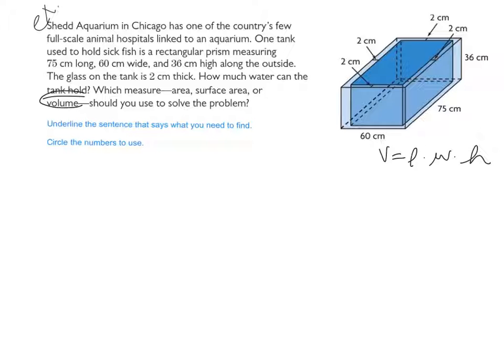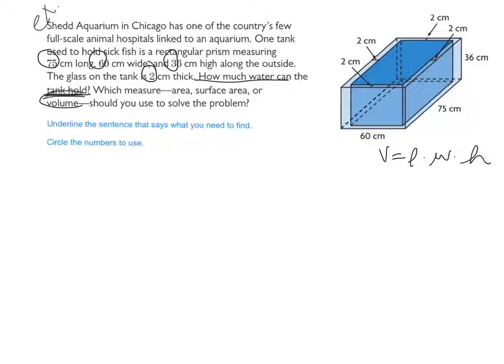We're going to underline the question we need to answer: how much water can the tank hold, which is volume. We're going to circle the numbers to use: length, width, and height. But I also need to consider this 2 centimeters, because what that means is that the 60 centimeters isn't really 60 centimeters, because there's 2 centimeters on both sides that I can't use. Because it's not really a tank there.